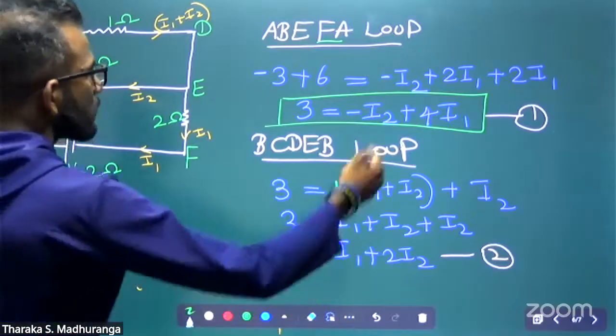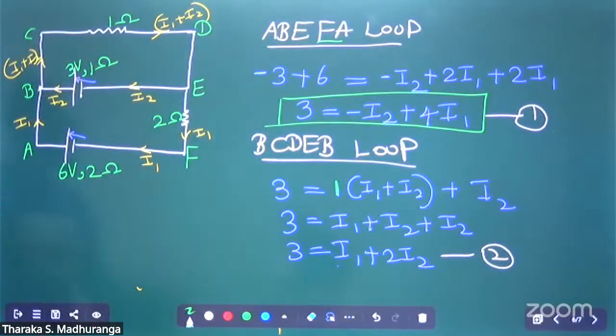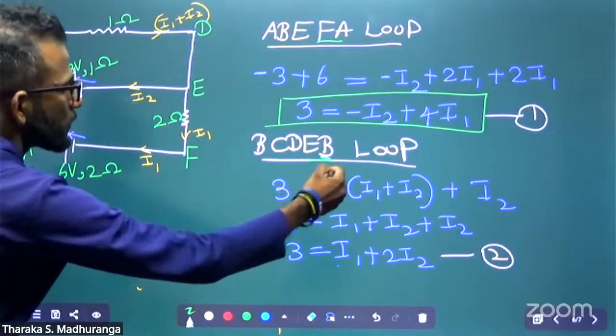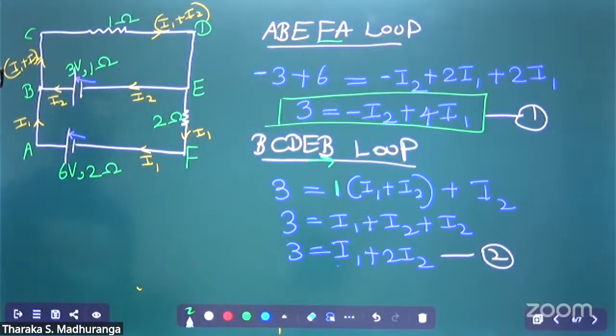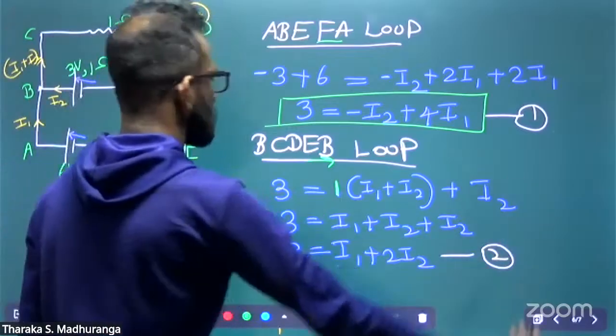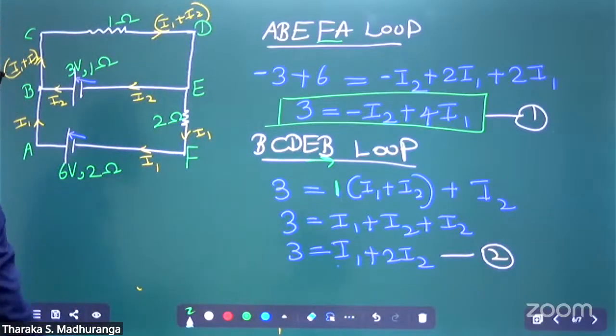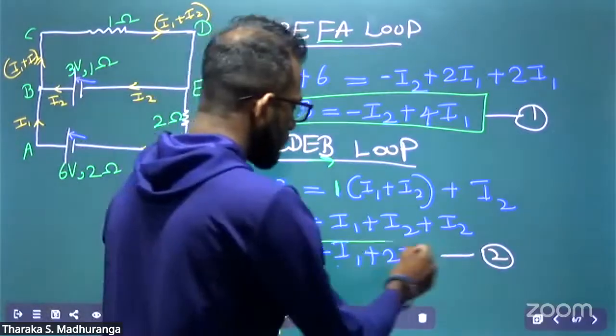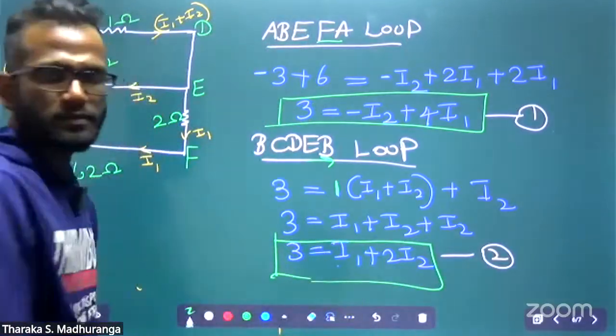IR. Then there is another resistance, it is 1 ohm, E to B. When it comes to E to B direction, no problem, our direction and current direction are the same, plus I2. Then I got this equation. You can get the answer by solving these simultaneous equations.